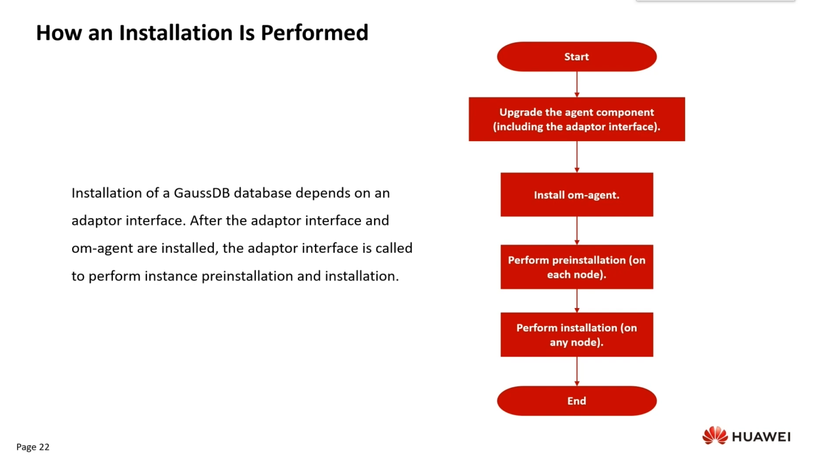GaussDB management platform integrates the adapter interface to perform O&M operations on GaussDB. O&M agent is a key kernel component. It provides O&M command interfaces in HTTP mode for the adapter interface to call. Therefore, executing an O&M command involves GaussDB management platform, the adapter interface, O&M agent, and kernel processes.